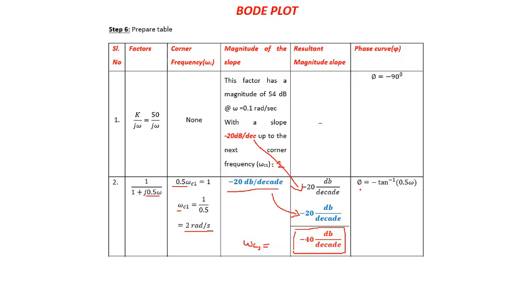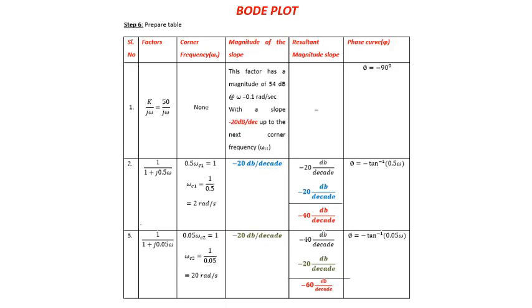Here the phase curve will be phi equal to minus tan inverse of, minus because it is in the denominator, hence minus tan inverse of the imaginary part divided by the real part. The imaginary part is 0.5 omega divided by 1, so it will be 0.5 omega itself. This completes our second factor.